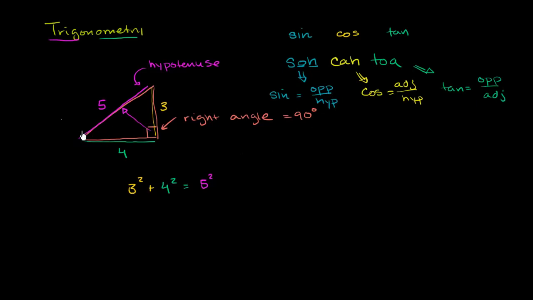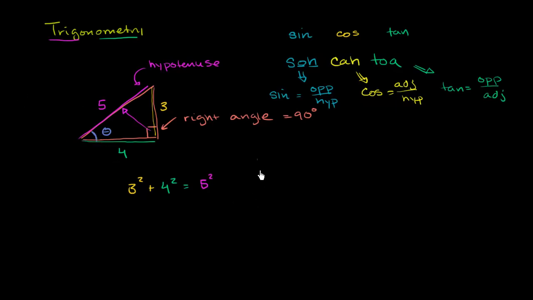Well, let's take an angle here. Let's say that this angle right over here is theta, between the side of length 4 and the side of length 5. This angle right here is theta. So let's figure out what the sine of theta, the cosine of theta, and the tangent of theta are.